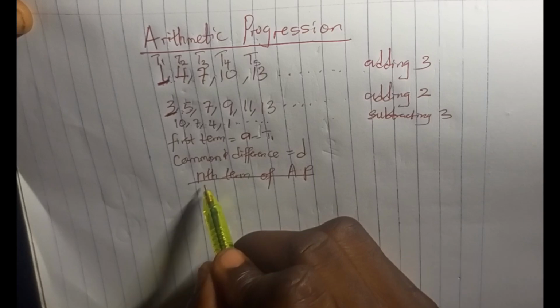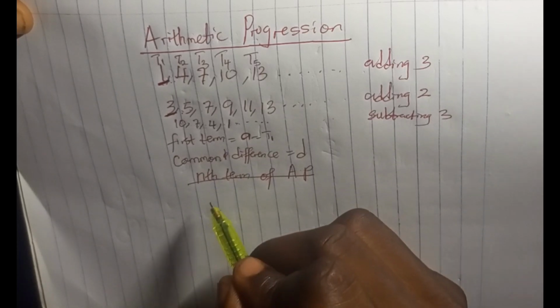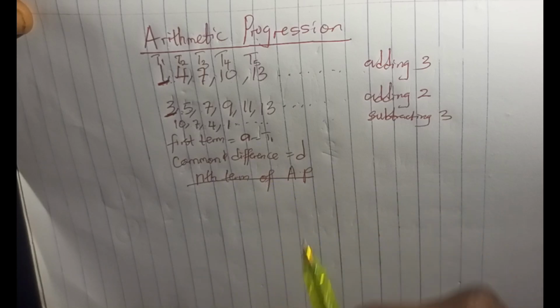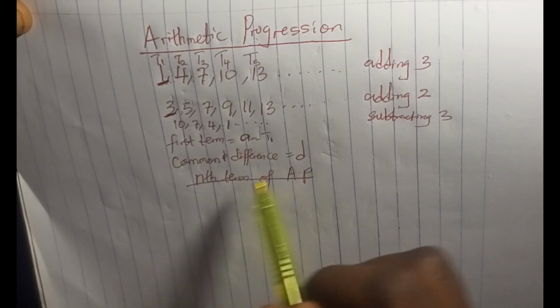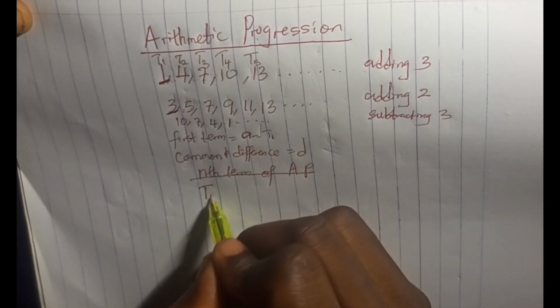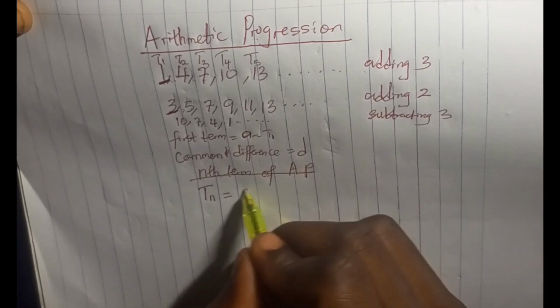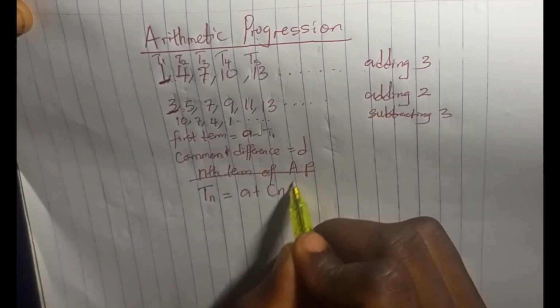Now this nth term is just a formula used to get a number in an arithmetic progression. We can say that the nth term is just the position of a term in a linear sequence. This nth term is denoted as Tn, and it is gotten by the formula a plus n minus 1 times d.